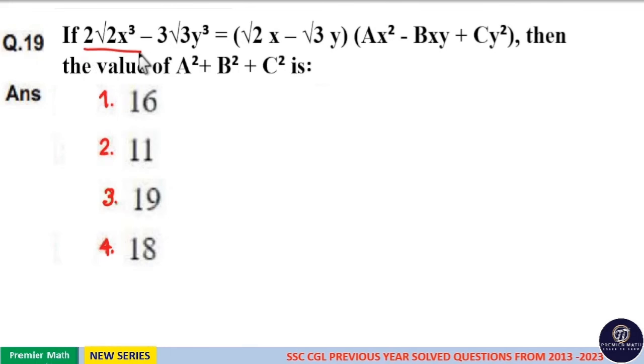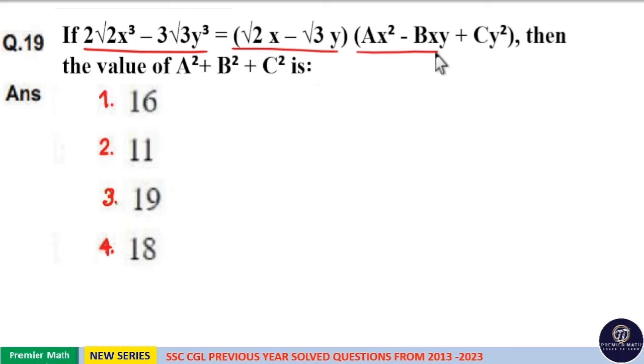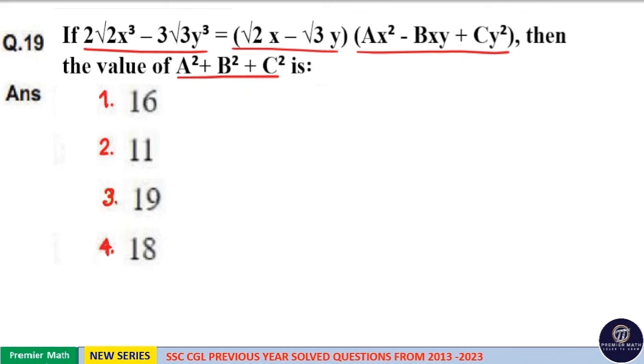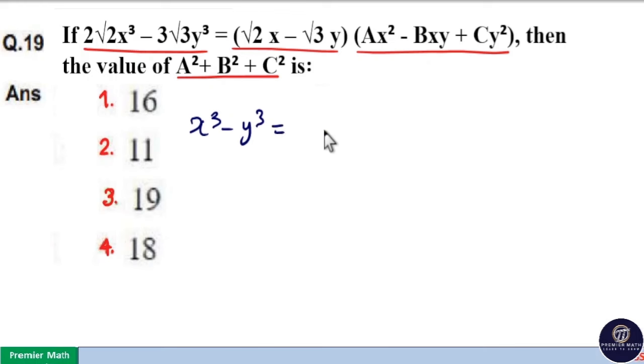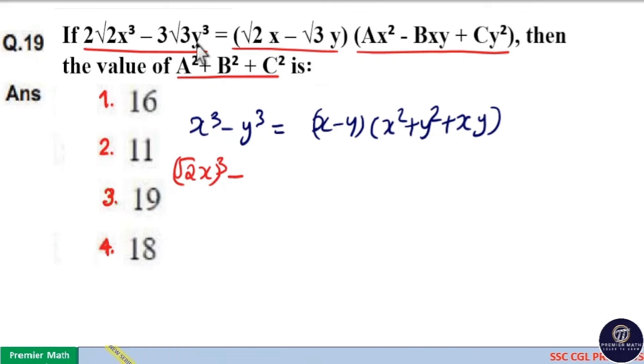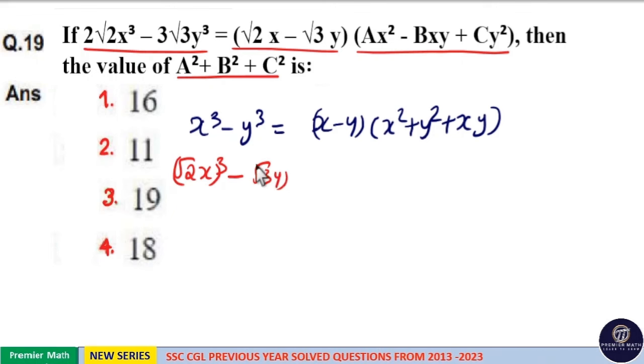If 2 root 2 x cube minus 3 root 3 y cube is equal to root 2 x minus root 3 y into a x square minus bxy plus cy square, then value of a square plus b square plus c square is. Here, if you know what is x cube minus y cube, then you can write the answer. Here x cube minus y cube is equal to x minus y into x square plus y square plus xy. Now this is in the form of x cube minus y cube. That is 2 root 2 x means root 2 x the whole cube minus 3 root 3 y cube means root 3 y the whole cube.